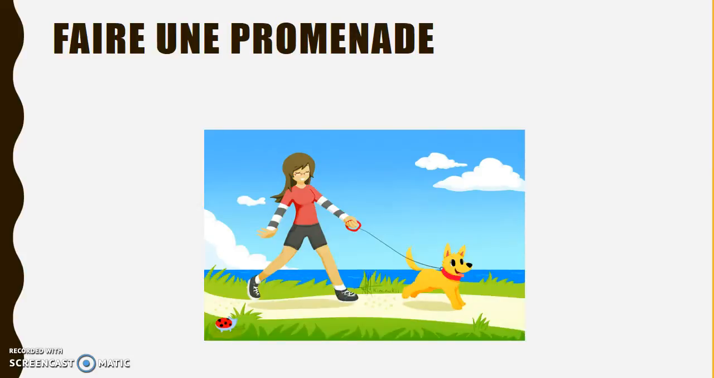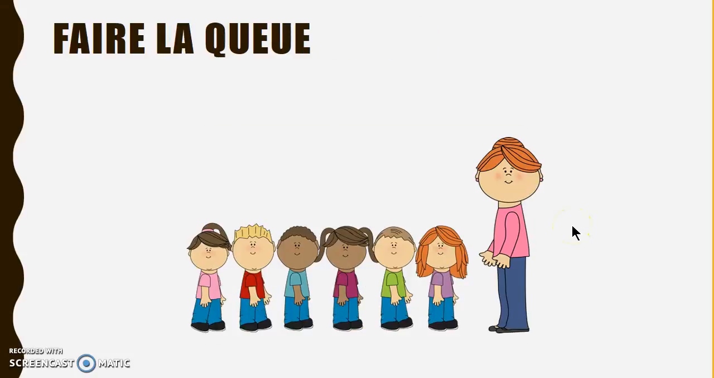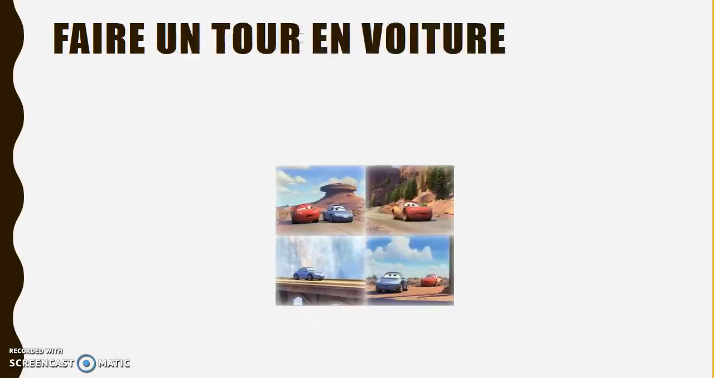Faire une promenade. Elle fait une promenade avec son chien. She's taking a walk with her dog. Faire la queue. Les étudiants ou les élèves font la queue. So here the students are standing in line. If you're familiar with British English, they use the word queue to talk about standing in line, making a line somewhere. So that's where this comes from.